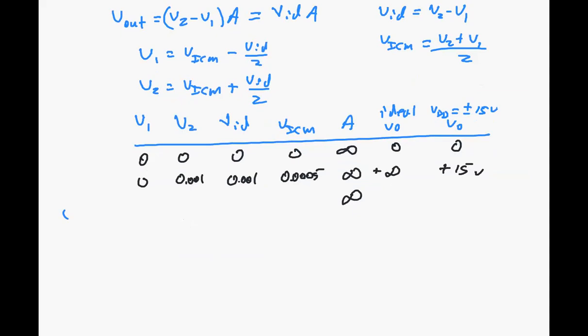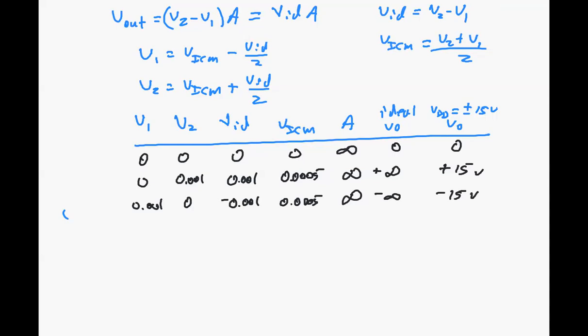Still with infinite gain, but now we've got an input of 0.001 millivolt on V1 and 0 on V2. Now we've got a negative differential, and things look pretty much the same for VICM, but now our gain is going to be negative infinity. That's the best we can get, and our output would saturate. If we had power supplies of 15 volts, it would saturate at 15 volts. Probably a little bit less than that, but something like that.